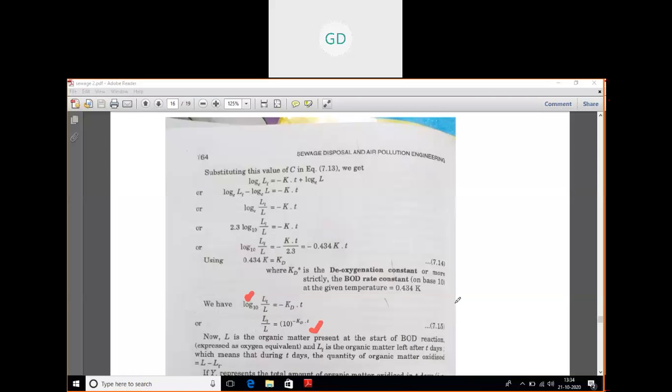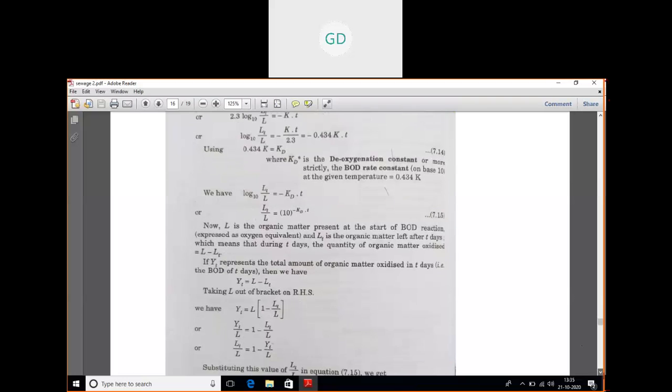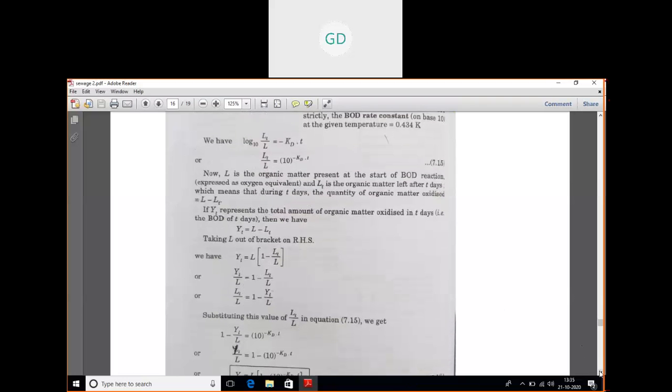Now here L is the organic matter present at the start of the BOD reaction, and LT is the organic matter left after T days. Suppose this is the sample you have taken before your testing, the organic matter was L. Now you have incubated it and kept it for 5 days at 20 degrees Celsius. After the incubation, the amount of organic matter present after T days is your LT. Now you have to find out how much quantity of organic matter is oxidized, so you have to subtract it. Just now the numerical we have done, we subtracted it. So here also same thing, you subtract both the organic matters, so it is L minus LT.